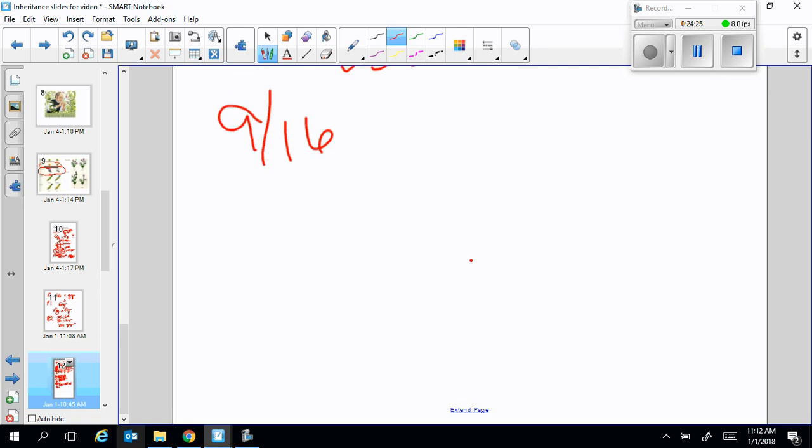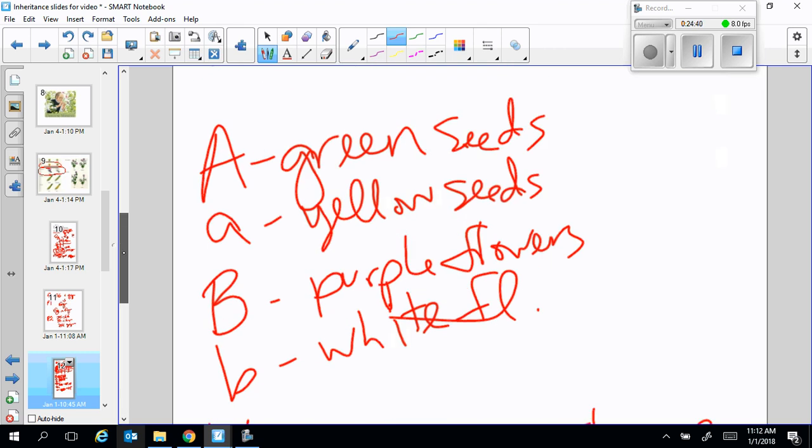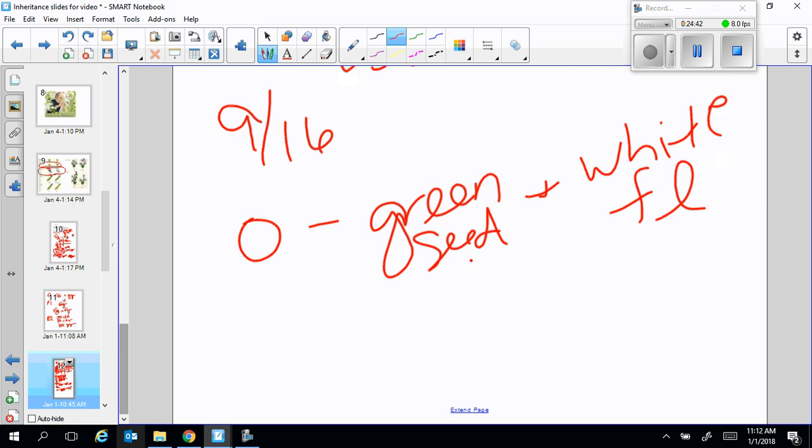All right, now I make another shape. So I'm just going to make an open circle. And that's going to mean that I have a green seed, but a white flower. So again, I just make up symbols for each of my possibilities. And now, what do I need for a green seed and a white flower? I have to have a big A. It doesn't matter what the second letter is, but I have to have a big A to be green. And then to be a white flower, I have to have 2 little B's.